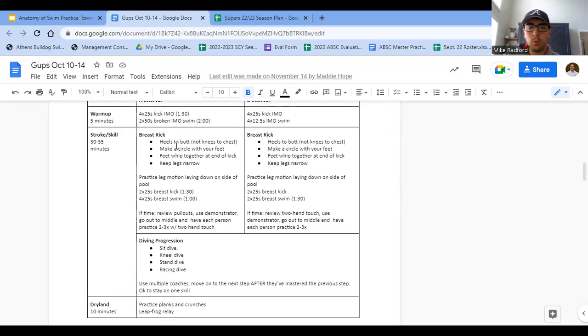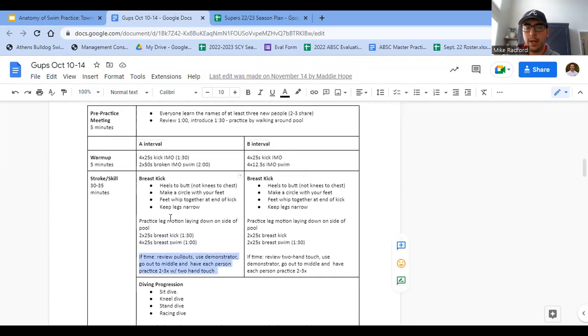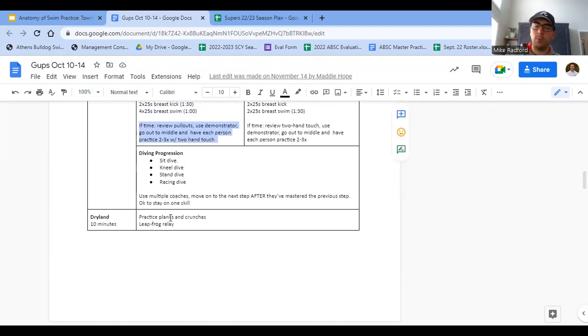After they do their little kick warm up, you've got a set where they're working for about 30 or 35 minutes on breaststroke kicking. And they've got some key technique points here that Coach Maddie, the GUPS coach, has written out. And then they're actually going to do their 25s of breaststroke kick and their breaststroke swim. And then assuming they've got time, they're going to go over working on pullouts when they push off the wall.